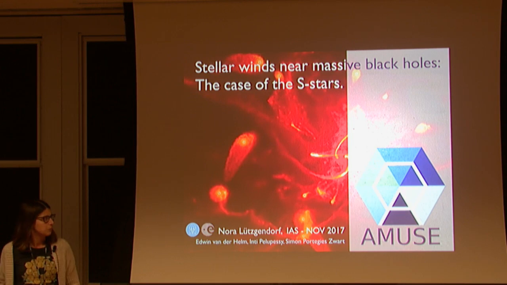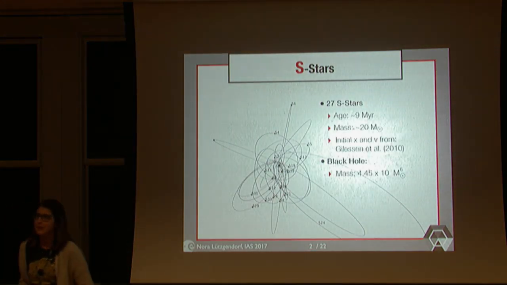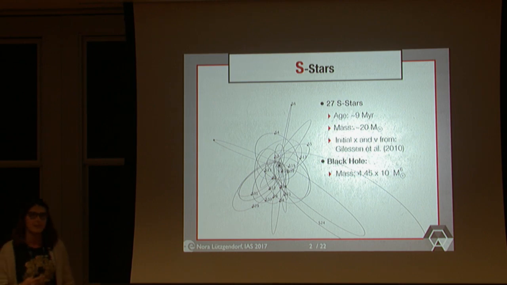So I don't have to introduce you to the S stars again. We all heard about them today. We have these clusters of stars in the galactic center which interact directly with the black hole. So this is a very, very nice laboratory to probe how winds of stars actually interact with the black hole and contribute to the accretion to the black hole.